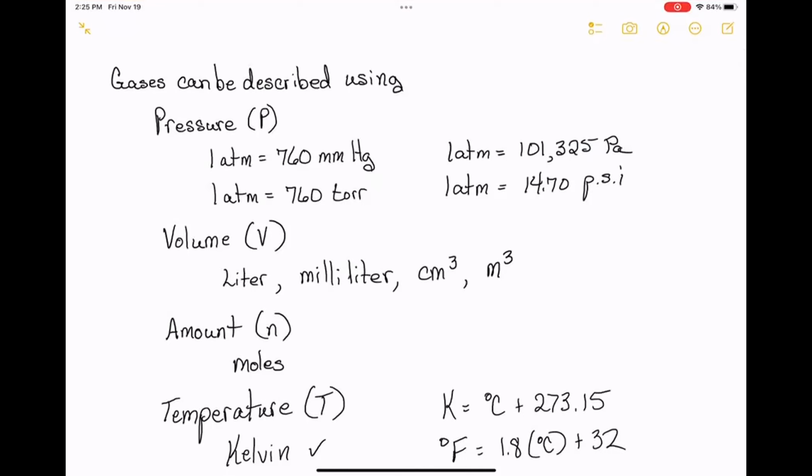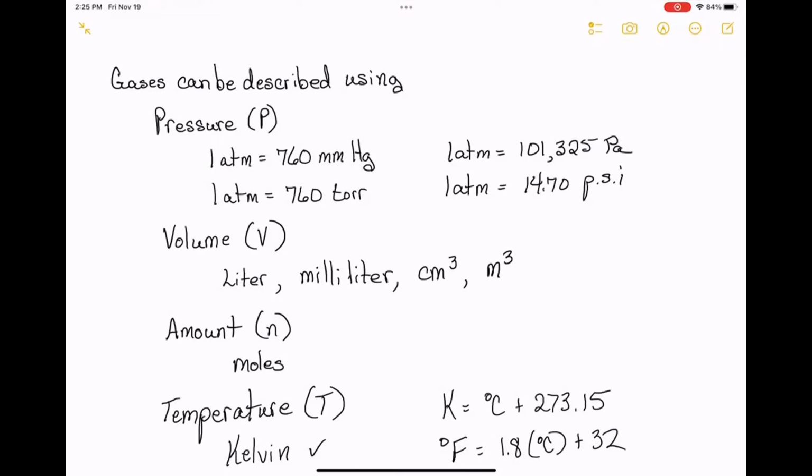And then finally, the temperature of the gas. And folks, the only acceptable unit for temperature when you're dealing with a gas is Kelvin. That means you better be prepared to convert degrees Celsius into Kelvin. Or if I give you a temperature in Fahrenheit, you better be prepared to get it to Kelvin, because the only acceptable unit for temperature for a gas is that of Kelvin.